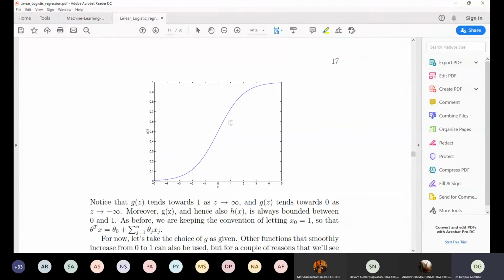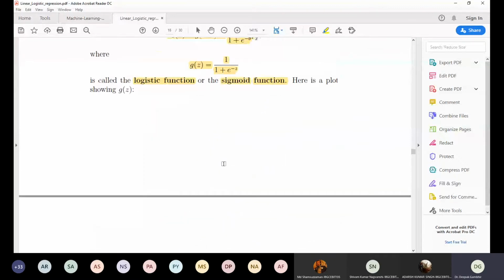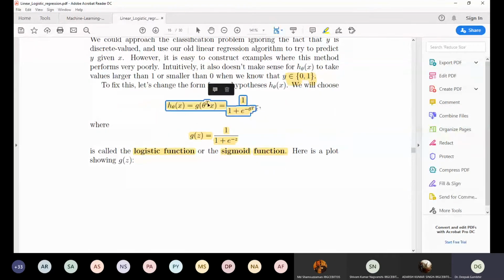This is our logistic function. If the value of z is more than 0, then g of z is 1. And if the value of z is less than 0, then g of z is 0, as given by this function. We will keep on putting the value of theta transpose x in this function to get our output.